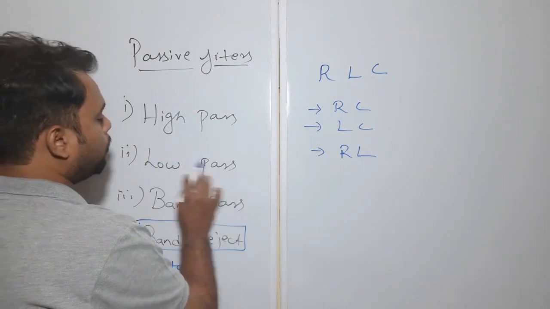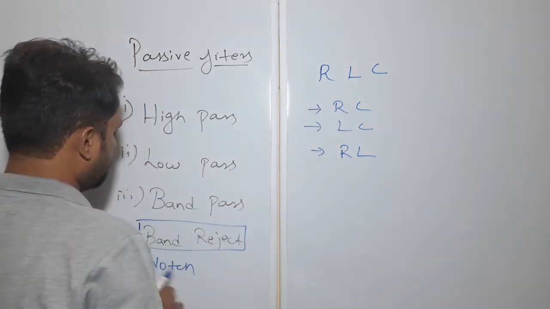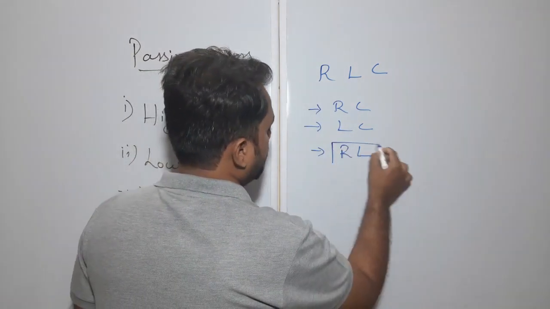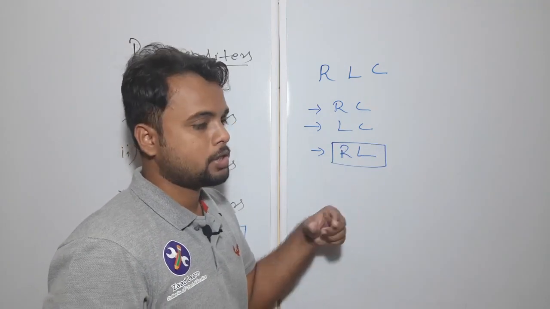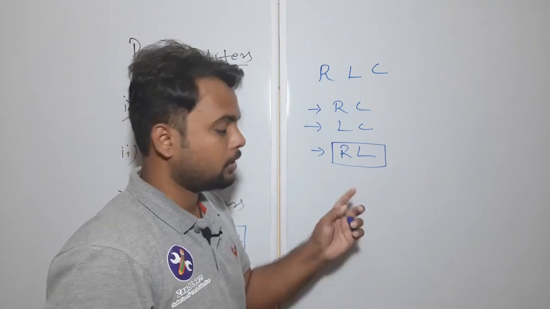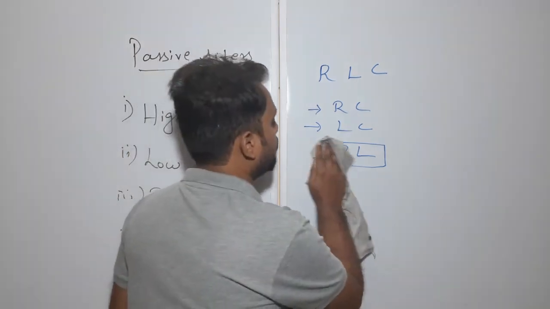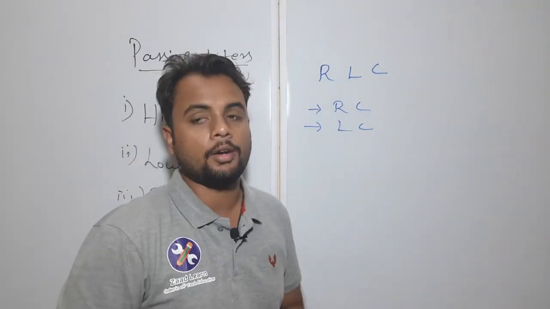Likewise, a low pass filter can be made with these three combinations, a band pass filter can be made with these three, and a band reject can also be made with these three. The only problem is that the RL filter is not an efficient filter. It is just a combination of resistance and inductance. So basically we never use RL combination filters, but you will find somewhere in some books an RL filter written in there.